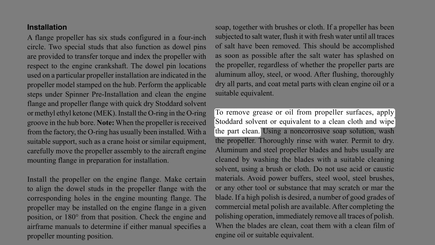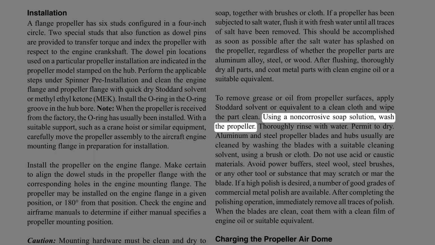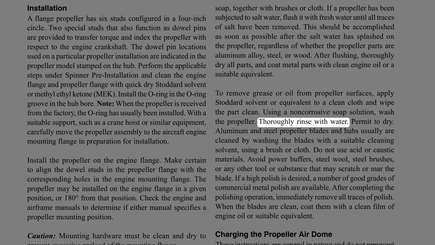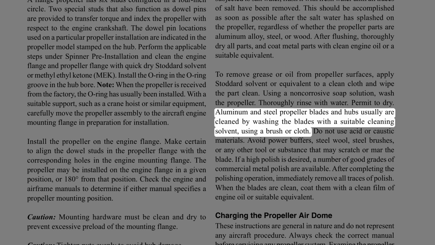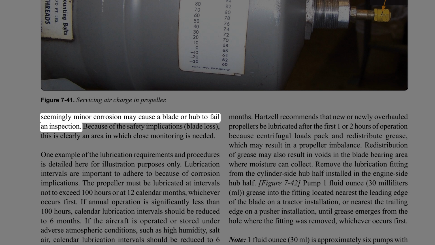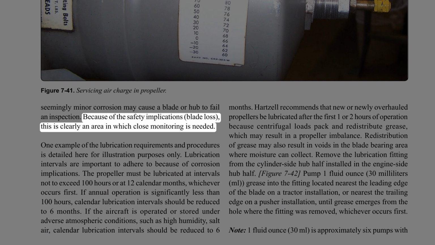To remove grease or oil from propeller surfaces, apply Stoddard solvent or equivalent to a clean cloth and wipe the part clean. Using a non-corrosive soap solution, wash the propeller. Thoroughly rinse with water. Permit to dry. Aluminum and steel propeller blades and hubs usually are cleaned by washing the blades with a suitable cleaning solvent, using a brush or cloth. Seemingly minor corrosion may cause a blade or hub to fail an inspection. Because of the safety implications, blade loss, this is clearly an area in which close monitoring is needed.